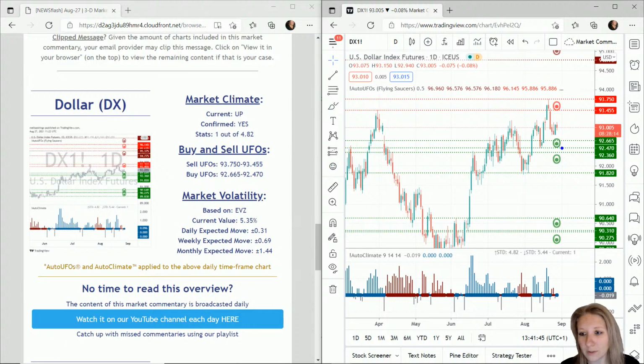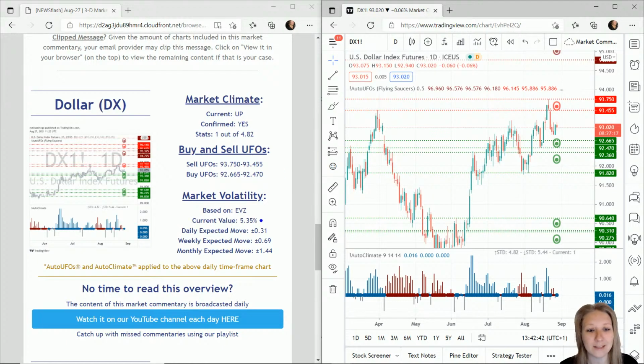Now we have buy orders here at 92.665 to 92.47, and we have sell orders up here at 93.75 to 93.455. At the moment, we're kind of in between them. Based on the volatility, we may hit these buy orders perhaps today. Unlikely, doesn't move very much in a day compared to the other markets. So for the time being, we've got probability up with the climate, but not necessarily close enough to either stack of orders to change anything today. So far, overall probability upwards there with the dollar.